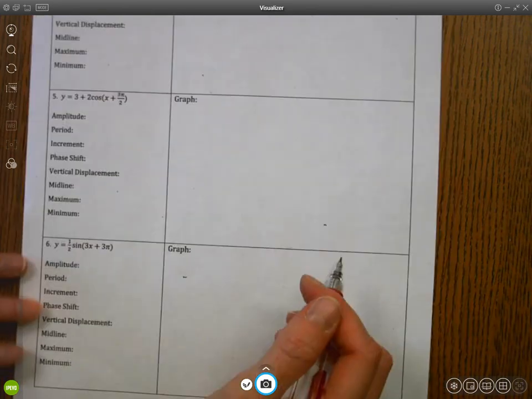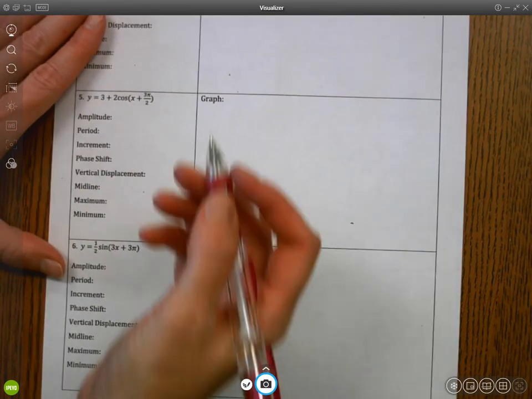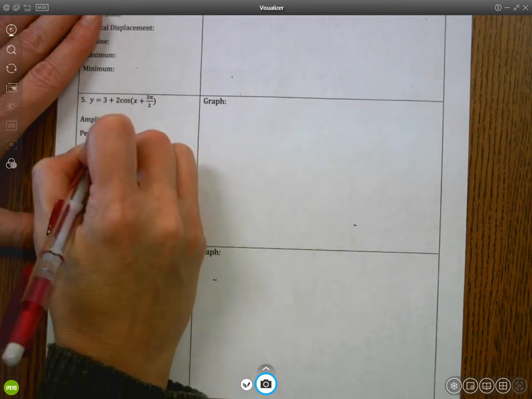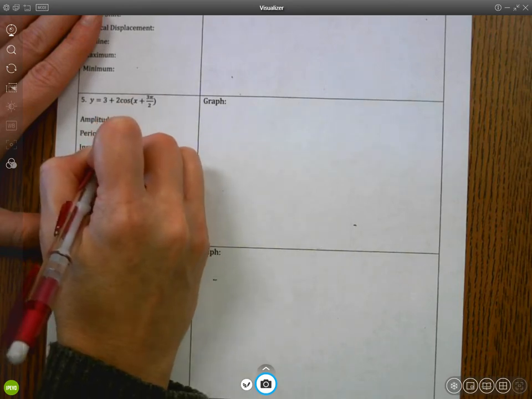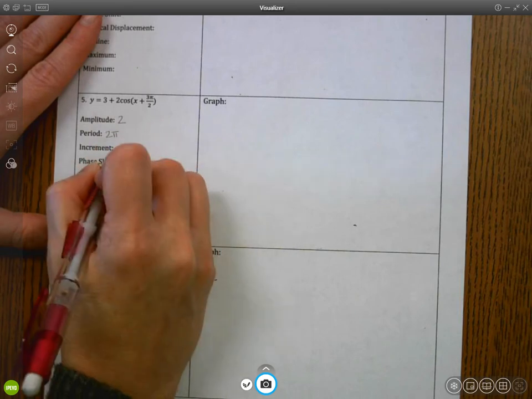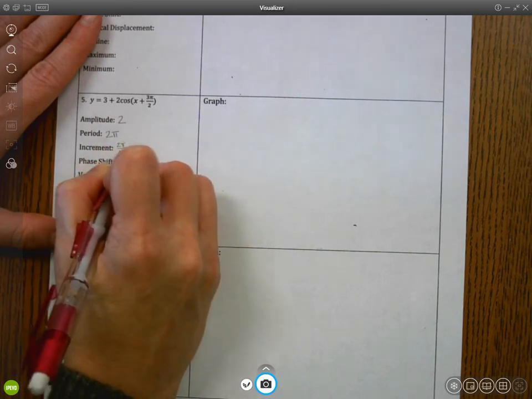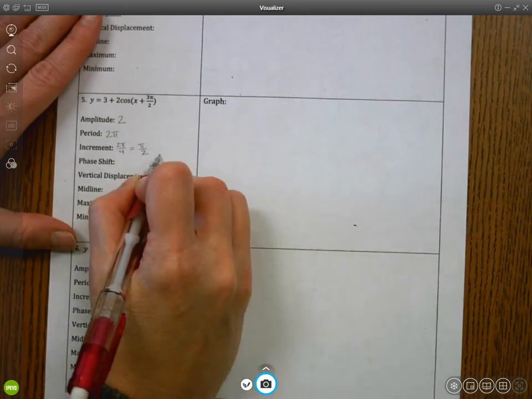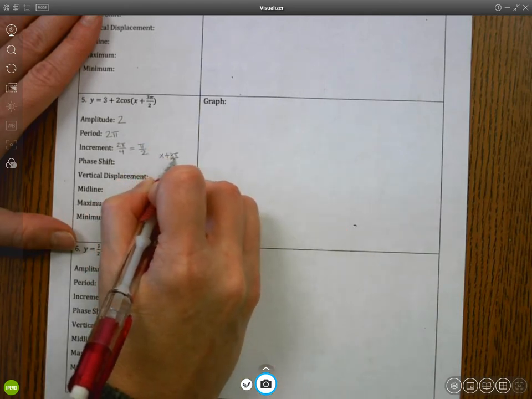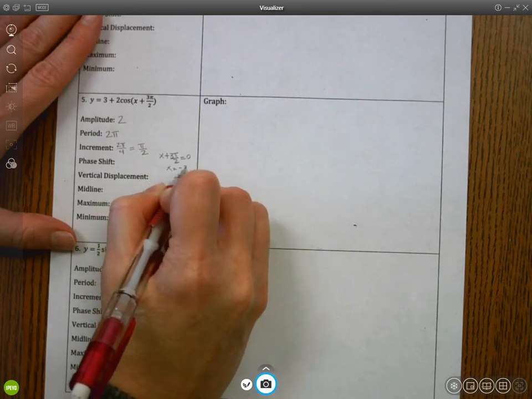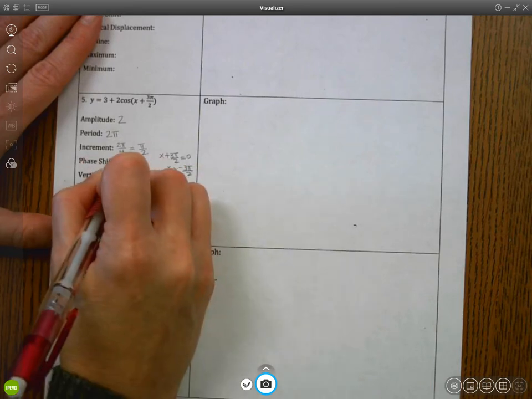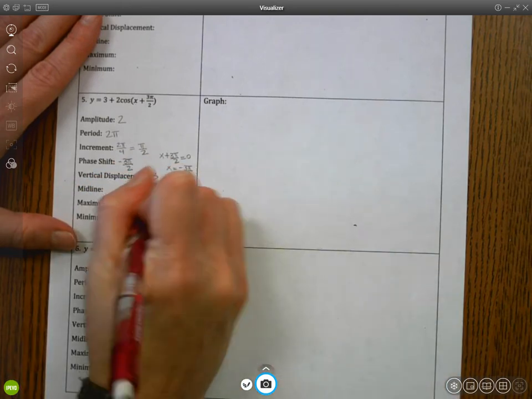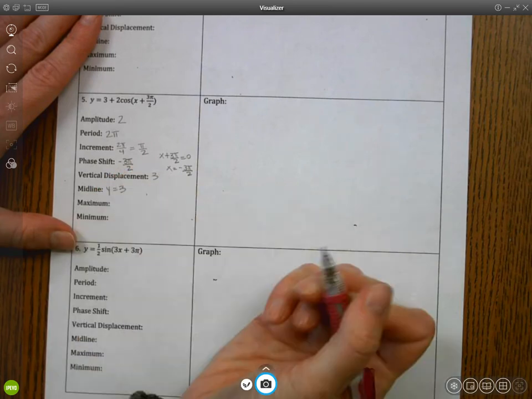Alright, so number 5, we have an amplitude of 2. We have a period of 2 pi because there's no number in front of the x. So our increments would be 2 pi over 4, which is just pi over 2. Phase shift, you take what's in parentheses, equal it to 0 and solve. Vertical displacement is 3, so your midline is y equals 3.